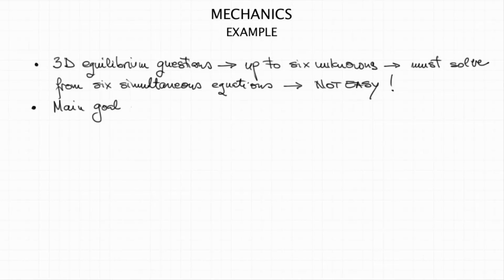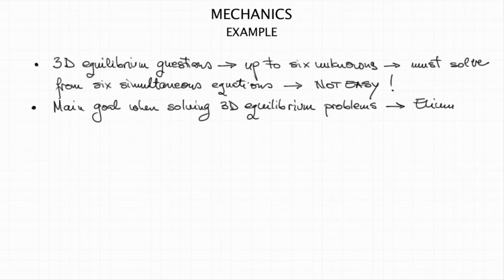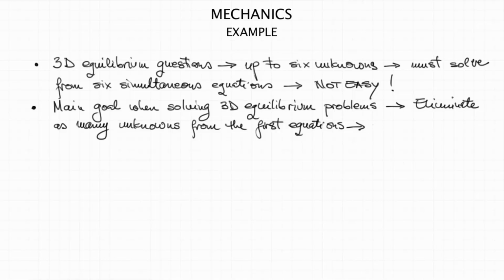The main goal when we solve 3D equilibrium questions is to, of course, eliminate as many unknowns as possible from the first equations of equilibrium. And you have to remember always that your best friends in this case are moment equations, because moment equations, if they're written judiciously, can help you get rid of many unknowns, maybe most of the unknowns that are not necessary in the first instance.